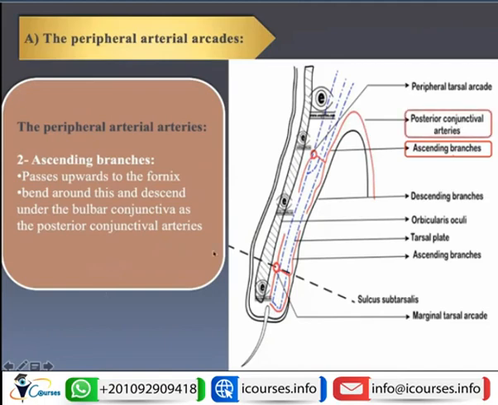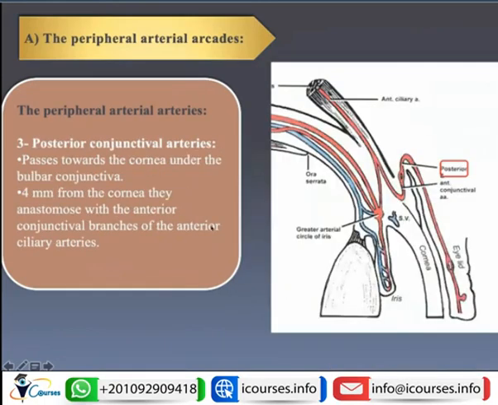So to summarize, just to mention that the posterior conjunctival arteries, after descending, will anastomose with the anterior conjunctival arteries. Here is the eyelid, and here is the ascending branch. The ascending branch will now reflect from the fornicial conjunctiva to meet the anterior conjunctival artery, and they will anastomose about 4 millimeters from the cornea.